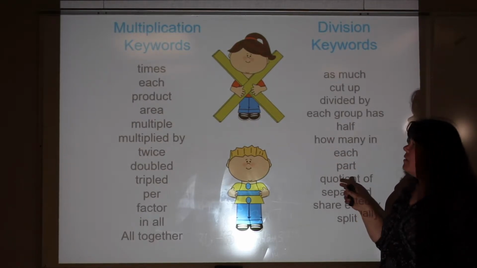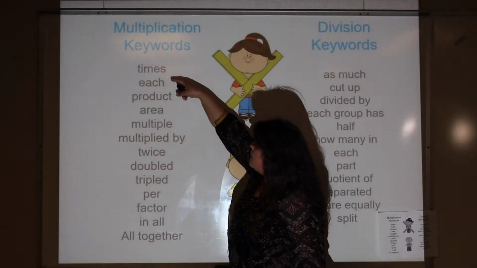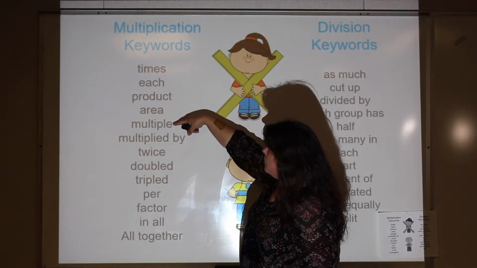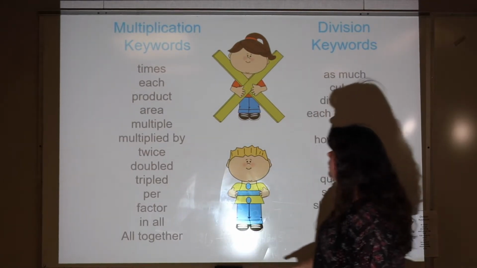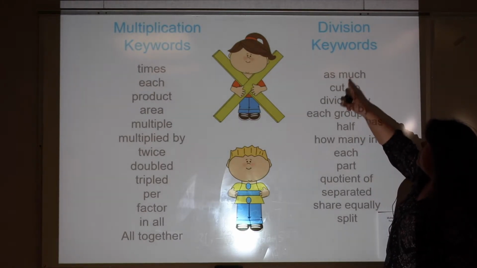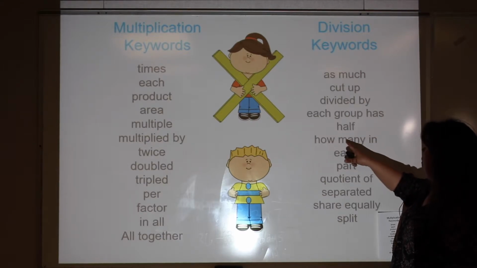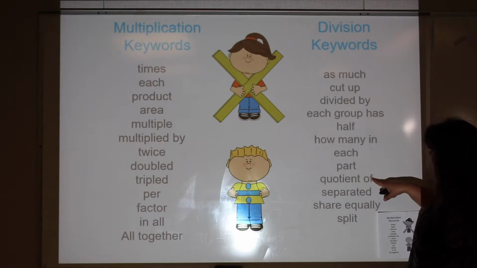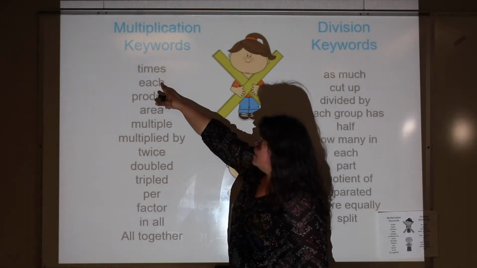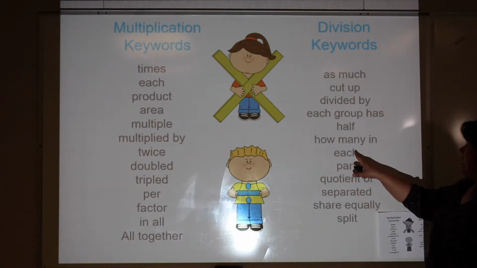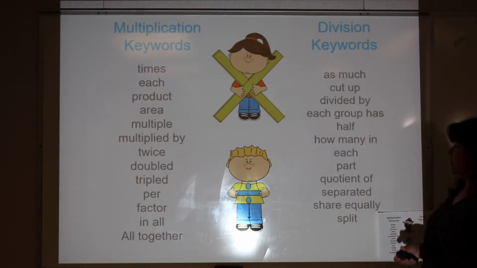So if you need to keep going back to this part of the video, that's good, or write these words down. Multiplication keywords are these words: times, each, product, area, multiple, multiplied by, twice, doubled, tripled, per, factor, in all, altogether. Division keywords are as much, cut up, divided by, each group has, half, how many in, each part, quotient of, separated, share equally, and split. Other than that, they're different. They have different words. So hopefully that'll help you out.